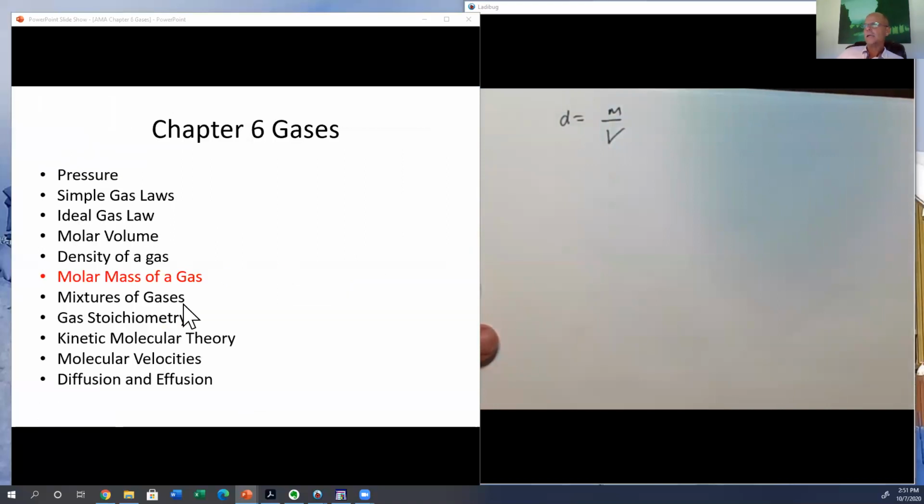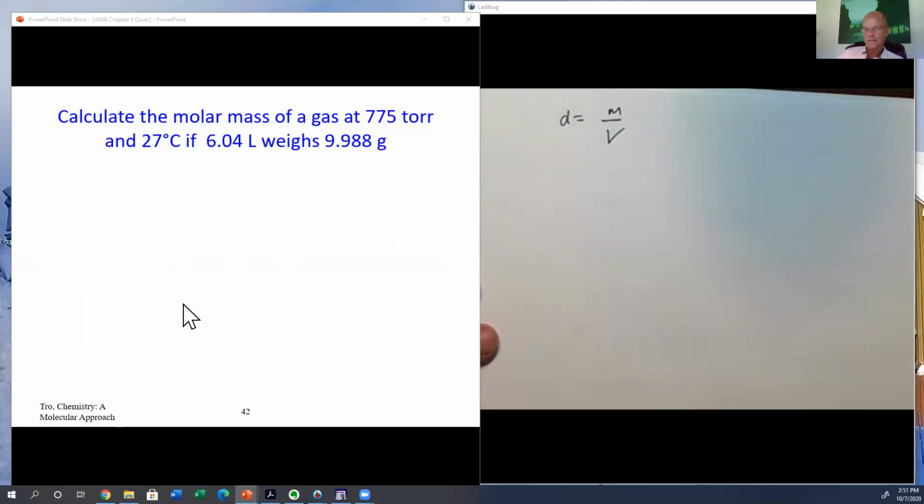All right, let's move on to talking about molar mass of a gas. So you can figure out the molar mass of a gas. Kind of rhymes, huh? Say that fast five times. All right, never mind. Calculate the molar mass of a gas at 775 torr and 20.